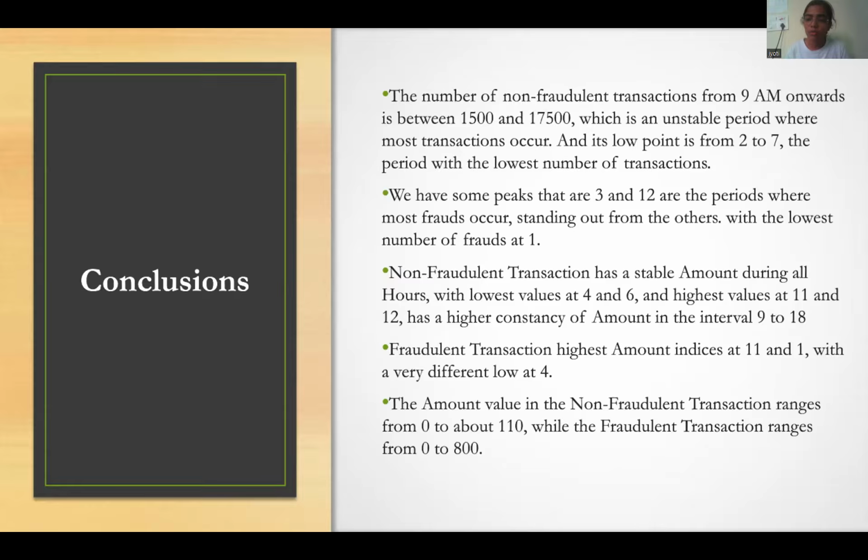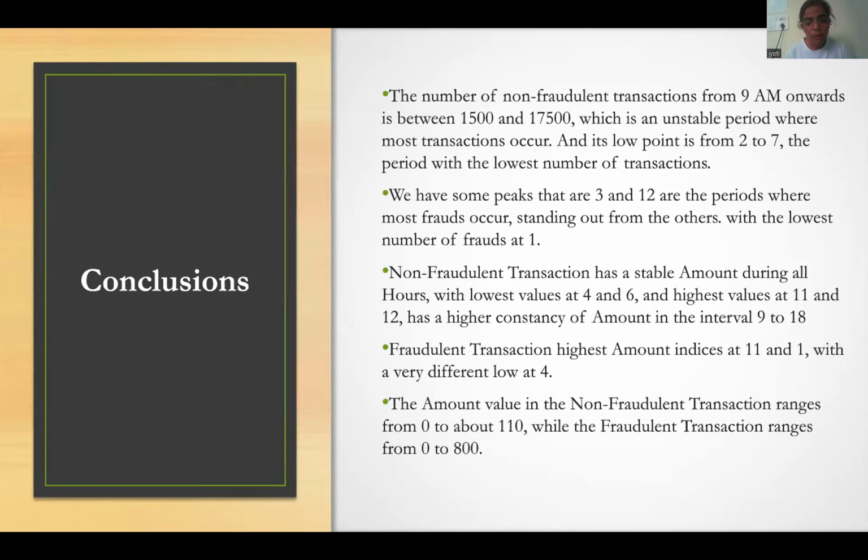So the highest amount withdrawn by non-fraud transactions was at 11 and 12, and the highest consistency amount in the interval was 9 to 6 p.m. Fraud transactions' highest amounts were at 11 and 1. The fraud transactions which occurred at 11 a.m. and 1 p.m. were withdrawn with a very high amount, with a very low one at 4 o'clock. At 4 o'clock the amount of money was very low for fraud transactions.